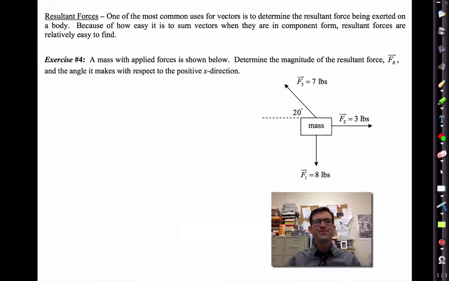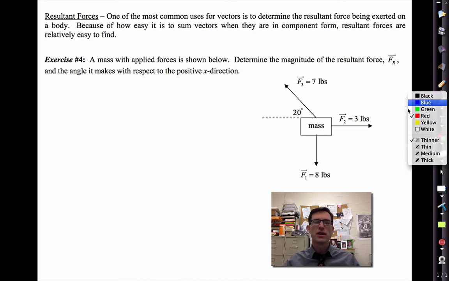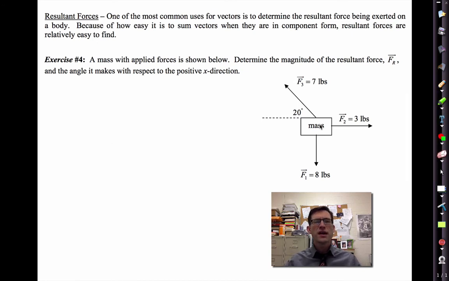All right, so the last thing that we're going to look at today is a very practical application in terms of summing forces. We're going to talk about what are called resultant forces. This is more physics and engineering than anything else. When I take some kind of an object, like a mass, and I pull on it, or push, whatever. One person's push is another person's pull.